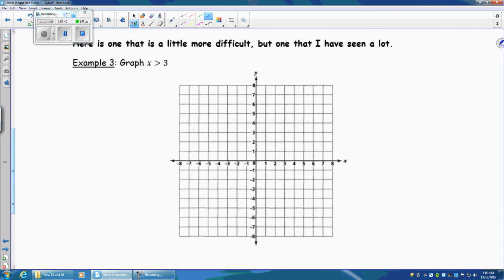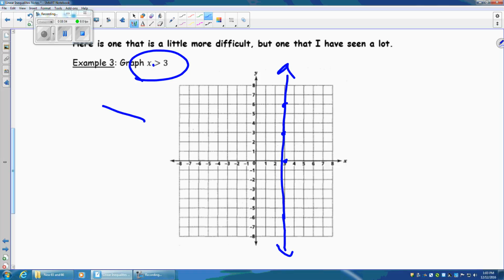Here's one that's a little bit more difficult, but one that I've seen a lot. x is greater than 3. I've had us practice this a lot on IXLs. This one is weird. There's no y equals. So this is the one, some of you guys should know, that looks like this, right? The line that's going up and down. The only thing is if I draw this, it's wrong. Can you tell me why it's wrong?